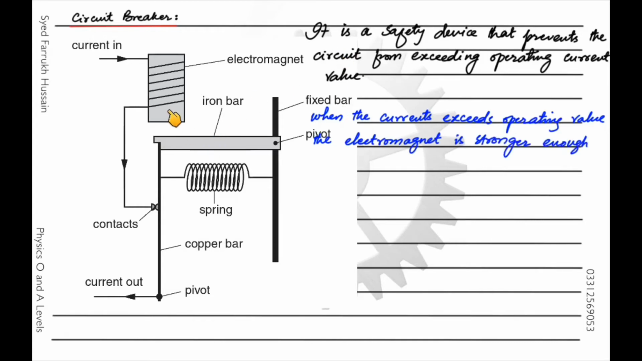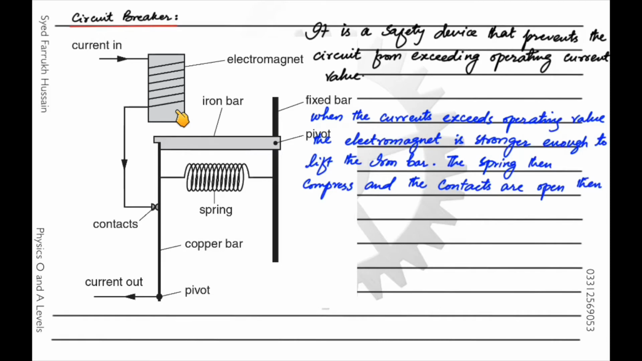So the purpose of a circuit breaker is to stop the current flowing in the external circuit when the current exceeds the operating current value. For example, if you have an appliance that requires 8 ampere current to work normally, the circuit breaker will stop the current flowing through the circuit if the current exceeds the operating current value. Let's say the operating current value is 8 ampere and the circuit breaker is of 9 ampere.